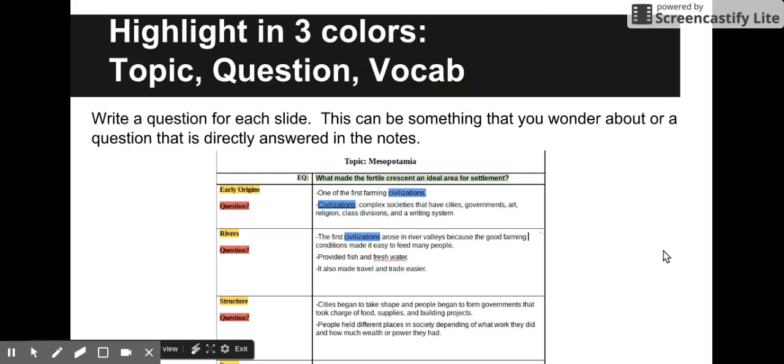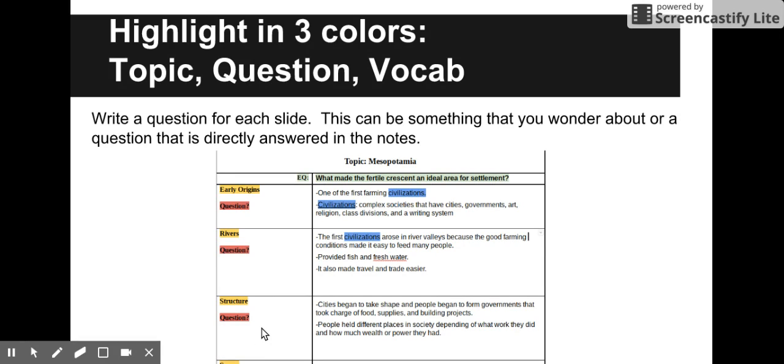So once you are done writing down these notes, again, make sure that you have a question for each slide and make sure you have your highlighting. So you should have each of these topics highlighted in the same color. You should have the questions for each of the slides. You should have those highlighted in a different color.